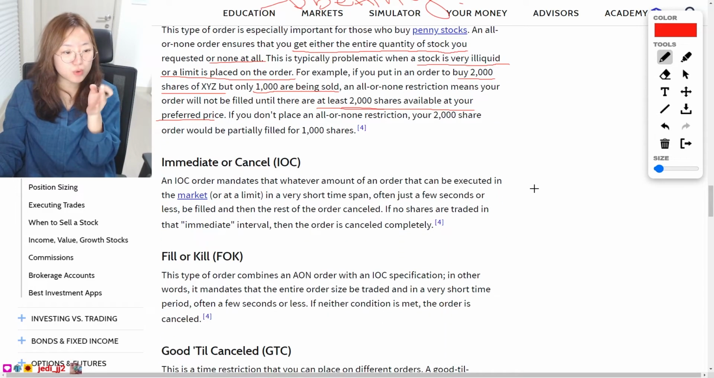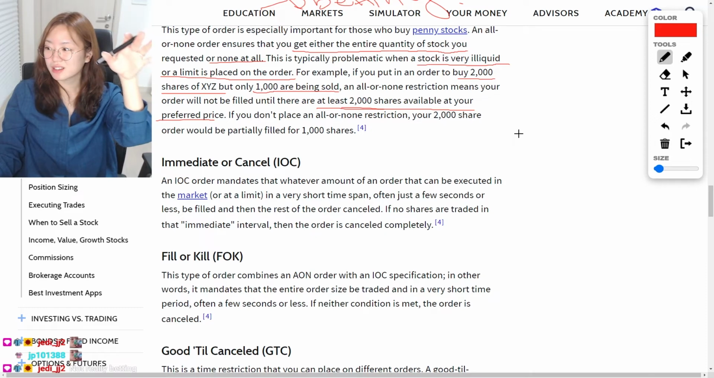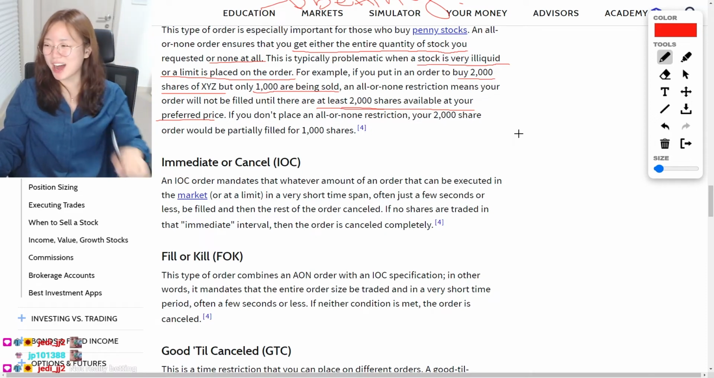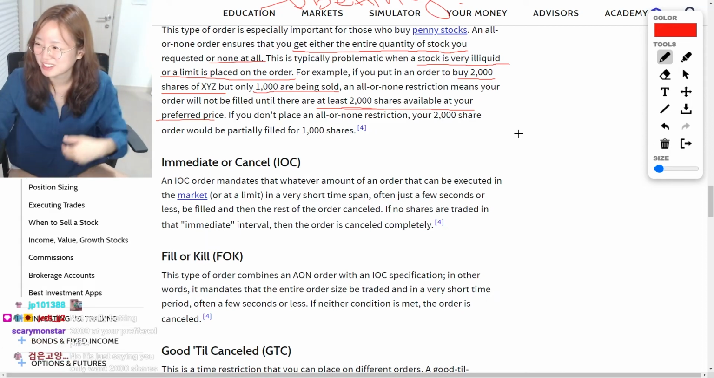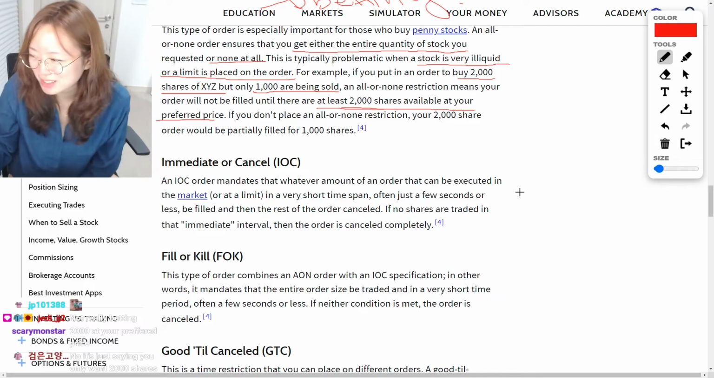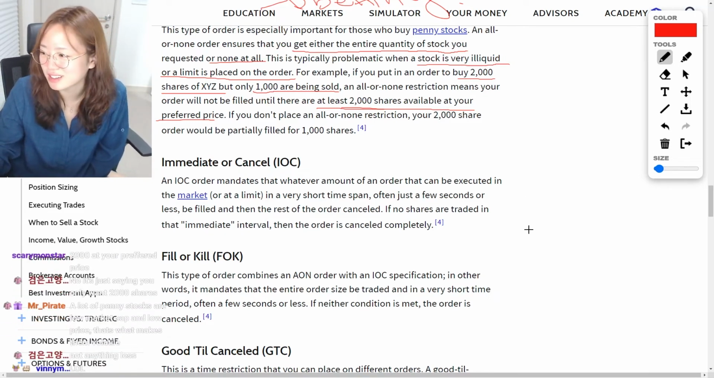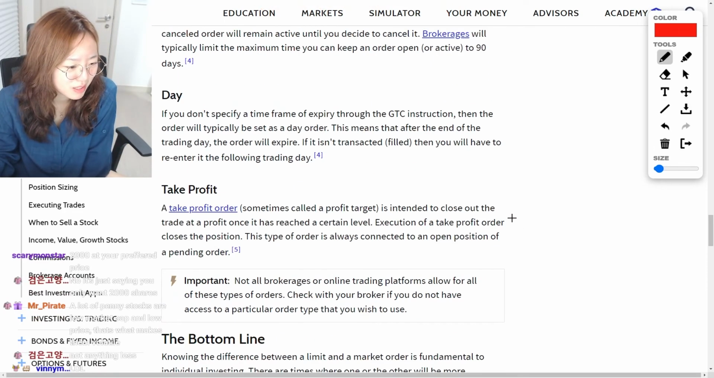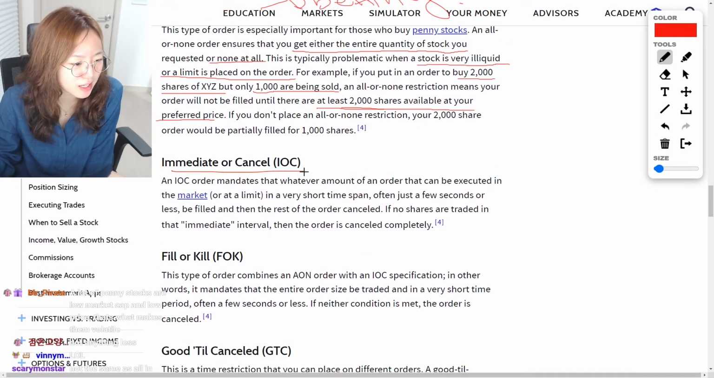Oh. So if you don't place an all or none restriction, your 2,000 share order will be partially filled with 1,000 for one price. Not really betting, but this is me envisioning like you have the chips and you just go all in. But you want 2,000, no matter what. Not anything less. There are so many terms.